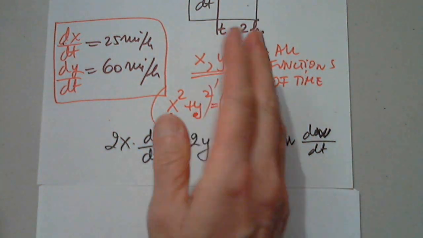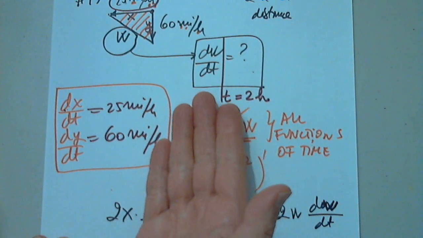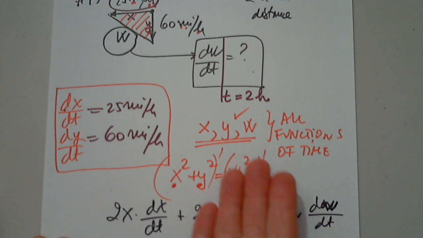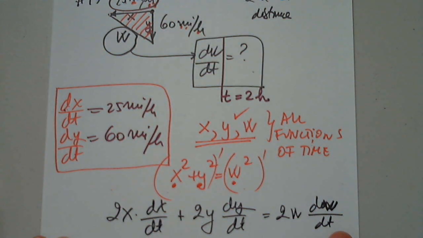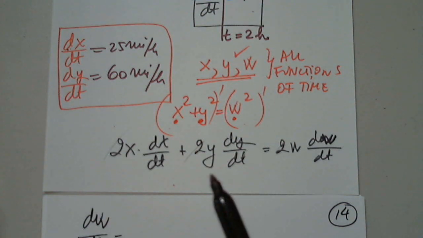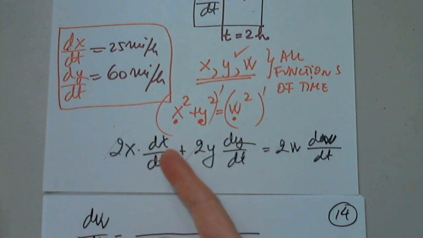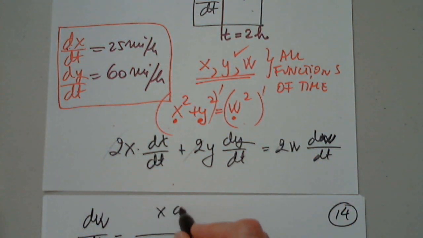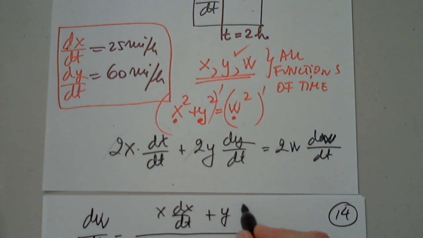And can anyone tell us what is our unknown? What are we solving for? dw dt. Exactly. So dw over dt equals, after I simplify both sides by 2, x dx over dt plus y dy over dt, over w.